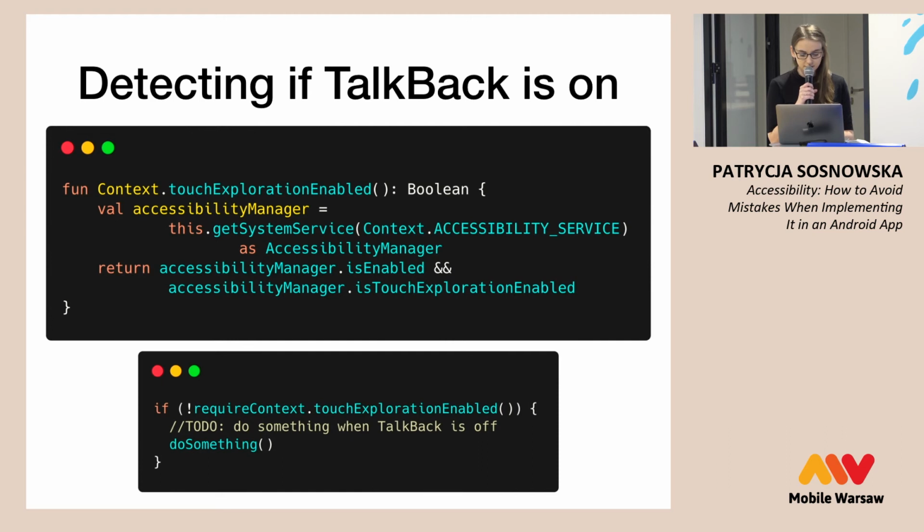And where did I use it? We had a Gravity Snap Helper attached to one of our RecyclerViews. And we noticed that on a few devices, the Snap Helper causes focus loss, or focus was suspended on one of our RecyclerView's elements. So if we detect that TalkBack is off, then we can attach a Snap Helper to this RecyclerView.